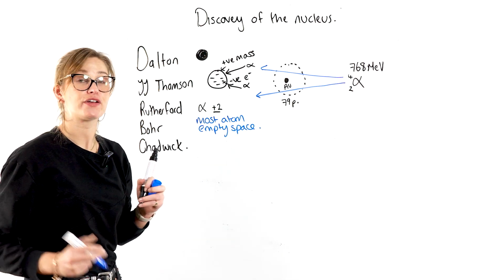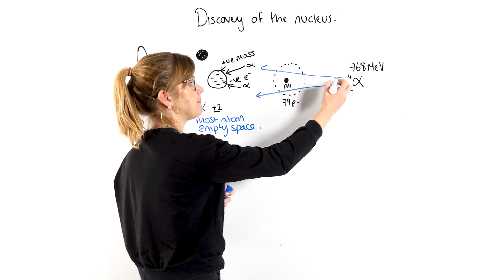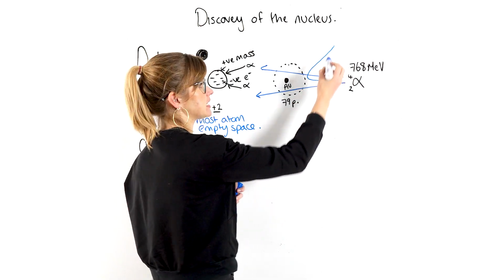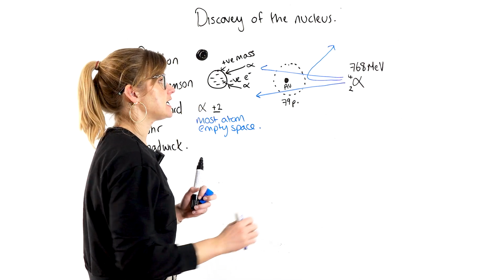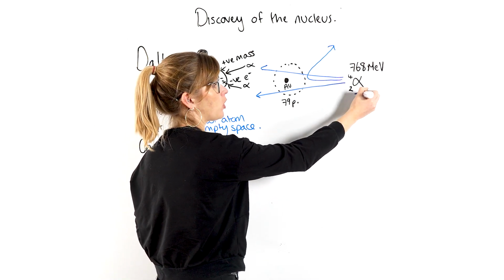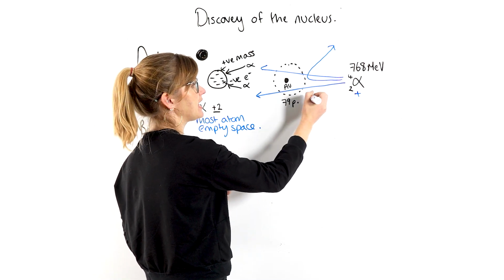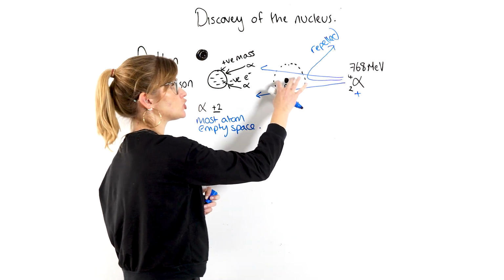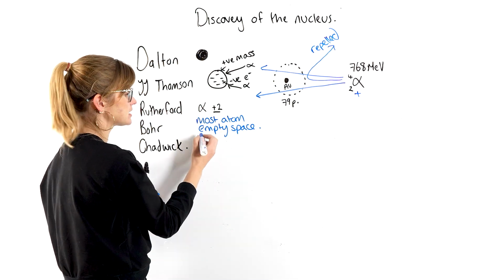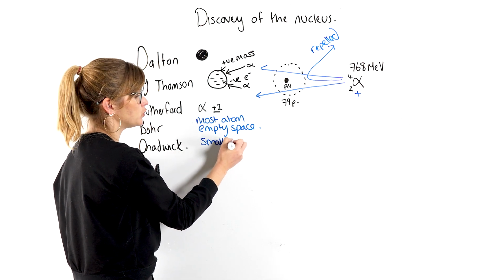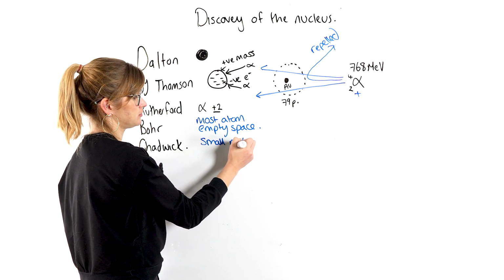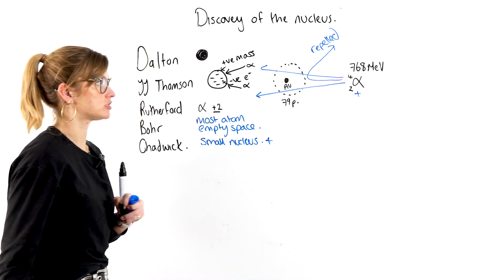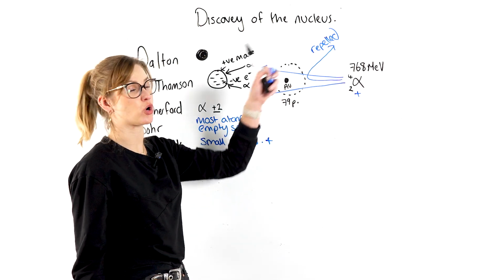He then saw that very few of them, but some of them, got rebounded by angles greater than 90 degrees. And the only reason they get rebounded is because if I've got something that's got a positive charge, it's going to get repelled by something that's also positively charged. So he discovered that there must be a small nucleus and that the nucleus is positively charged. Okay, because again, he saw that some of the alpha particles got repelled.